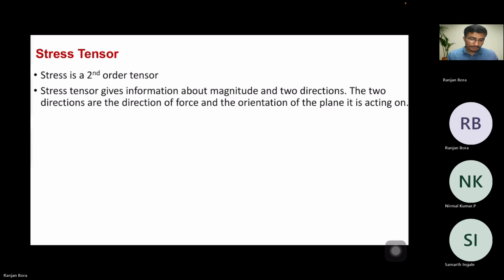So shear stress is represented with tau, and normal stress is represented with sigma. Now stress tensor. Stress is a second order tensor, and the stress tensor gives information about magnitude and two directions. The two directions are the direction of force and the orientation of the plane it is acting on.